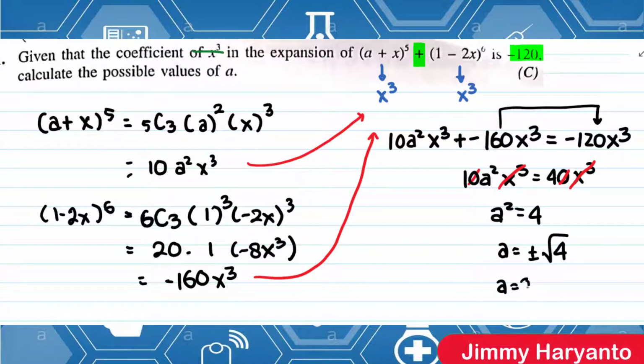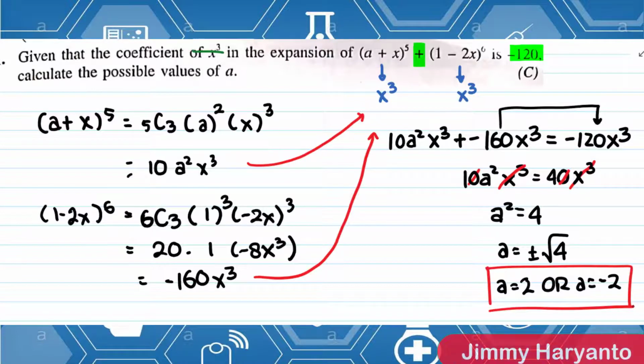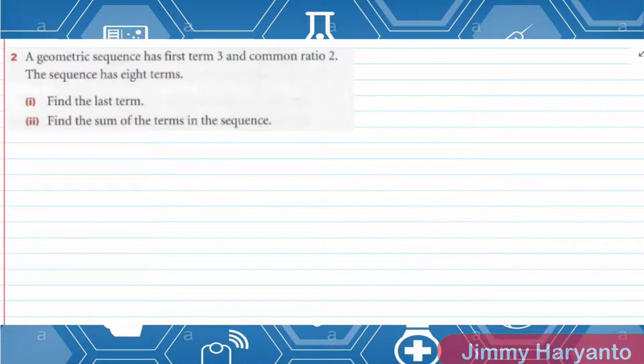So a equals 2 or a equals negative 2. Calculate the possible values of a. Yeah, this is the answer. Okay, next. The next is geometric questions.